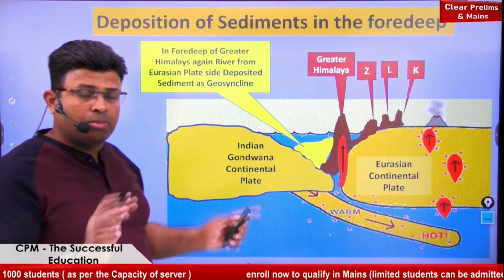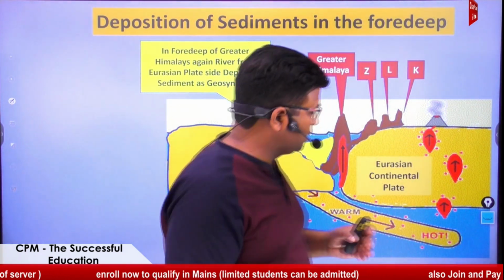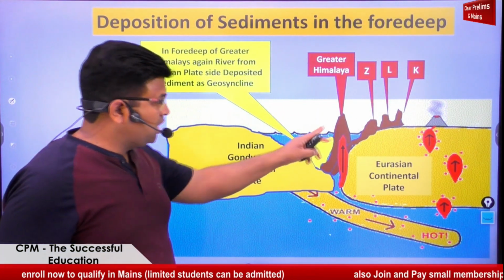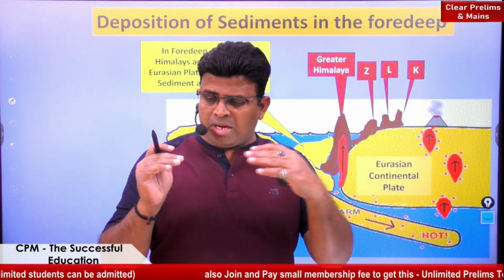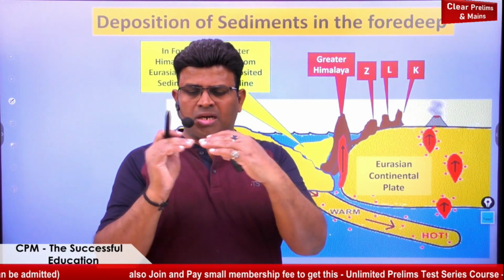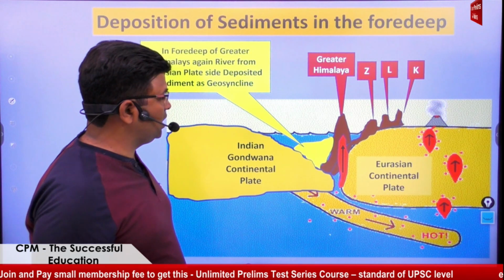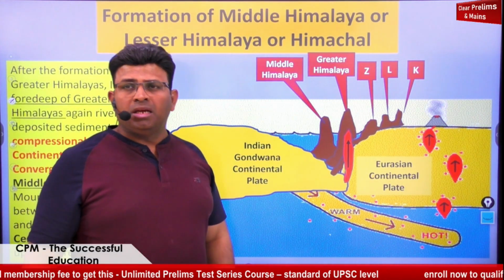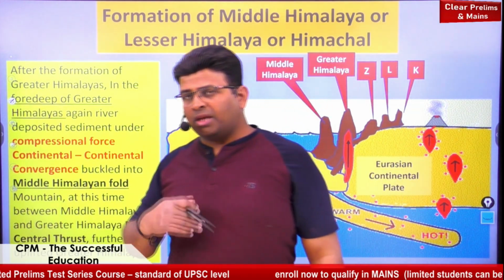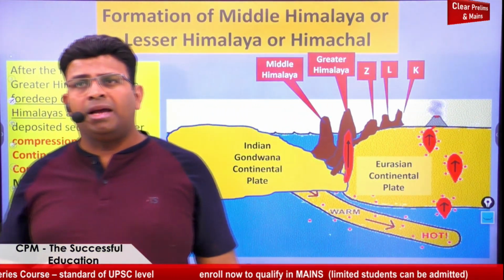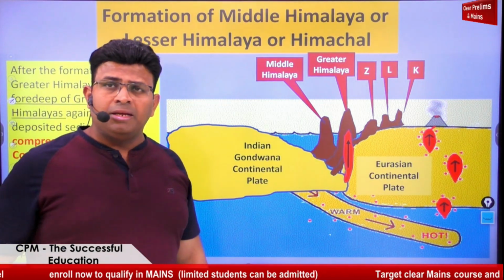And here you must be understanding, must be watching, that continental convergence is taking place. So in the foredip of the Greater Himalayas, yes students, everyone, what happened? Again, continental convergence and compressional force led to the formation of the Middle Himalayas. Understood it? So this is the way you can understand how the Middle Himalayas came into existence: first the Greater Himalaya, and thereafter the Middle Himalayas.